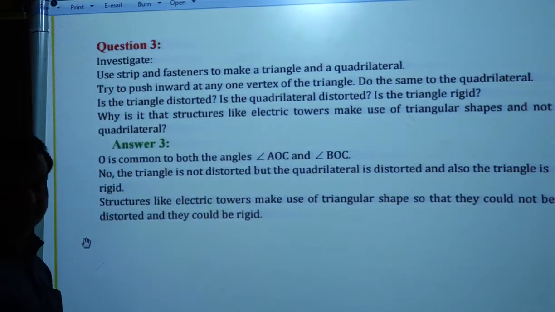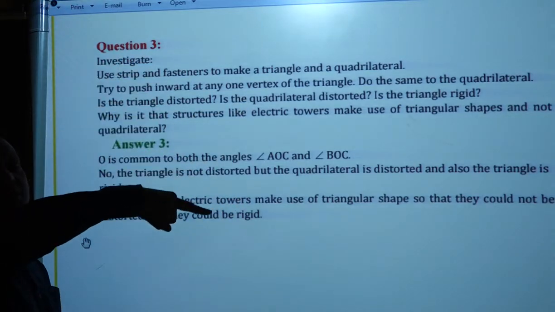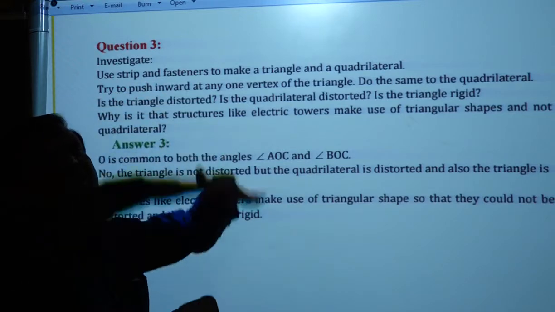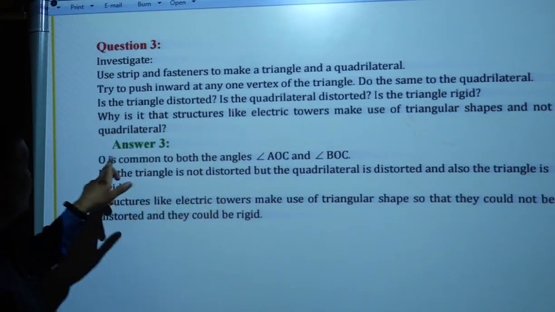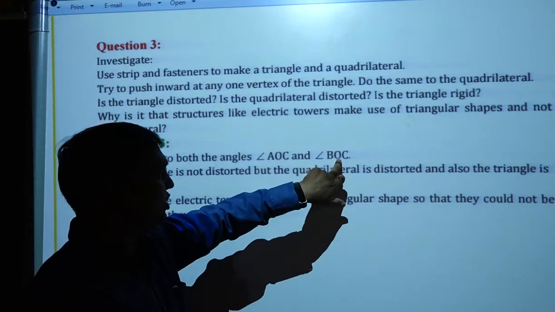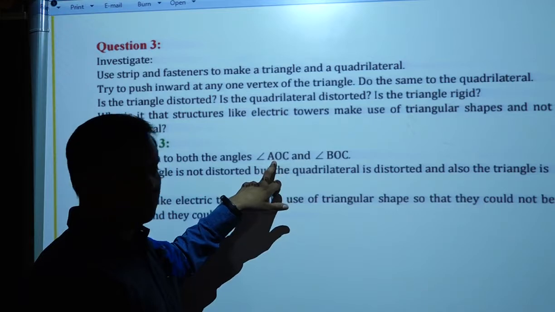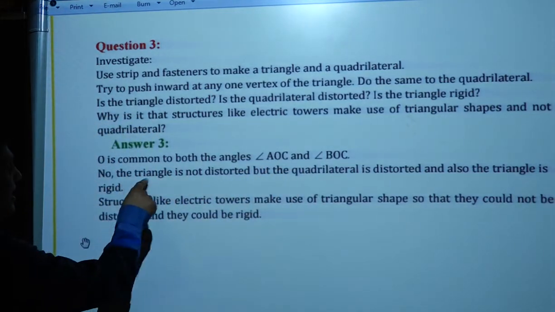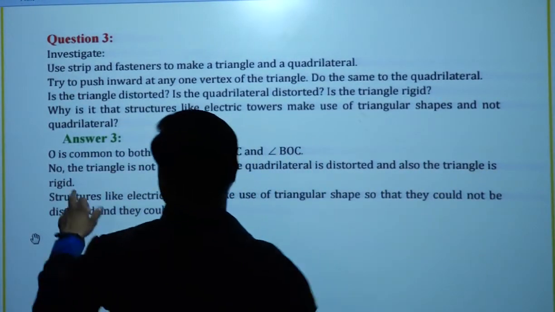So when you take sticks and make a triangle and quadrilateral, if you press the triangle, it stays a triangle. But the quadrilateral, when you press, it is going to break in between. The triangle is not destroyed but the quadrilateral is destroyed, and also the triangle is rigid.